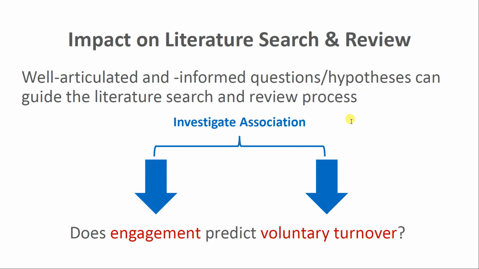Now, this question also implies an association we need to investigate too, and see what is known, if anything, about this association. So it's asking, does engagement predict voluntary turnover? So within this question, there's an implied association between engagement and voluntary turnover. So we'd probably want to combine, for example, our search terms or keywords for engagement and voluntary turnover and make sure that whatever we're searching for includes both of those either in the title or the document as a whole.